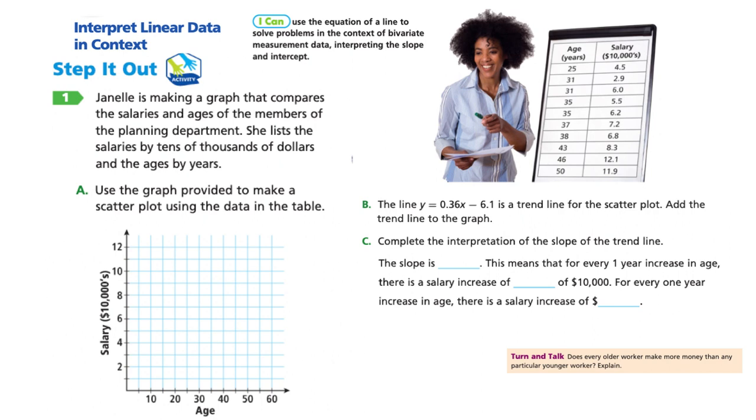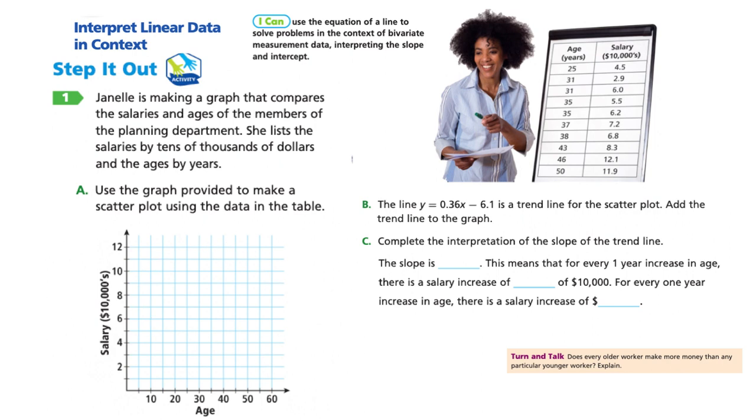So it says Janelle is making a graph that compares the salaries and ages of the members of the planning department. She lists the salaries by tens of thousands of dollars and ages by years. So you can see here on the graph, the salary is the vertical scale, and age is the horizontal scale. So it would be more like the X, and then the salary is the Y. So it says use the graph provided to make a scatter plot using the data in the table. So this is the table that they're talking about here. You're going to graph that data onto this graph here.